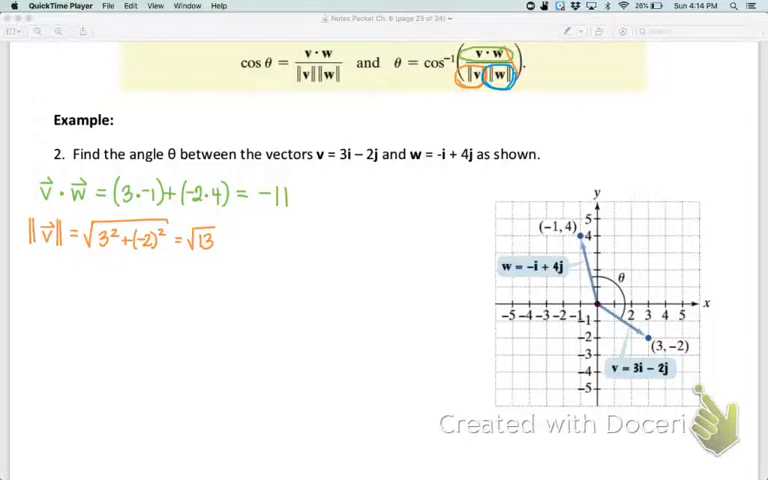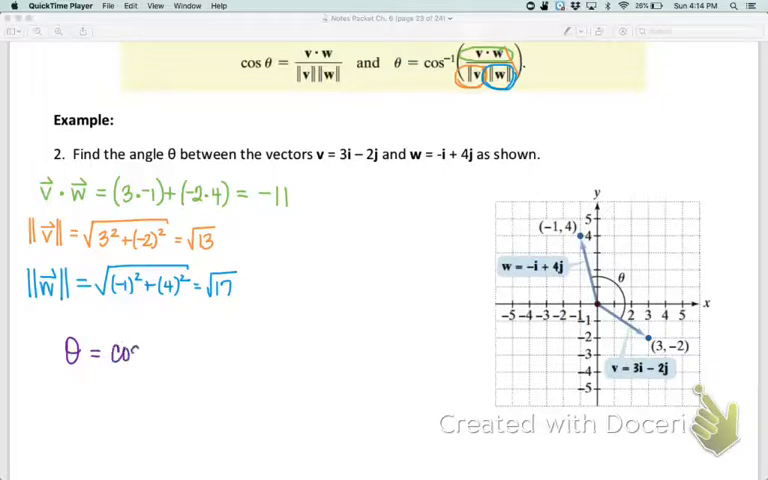So that's why the rounding matters so much. And then the magnitude of W is going to be the square root of negative 1 squared plus 4 squared. So that is square root of 17. No rounding yet. So now we're ready to plug this all into our formula to find theta.